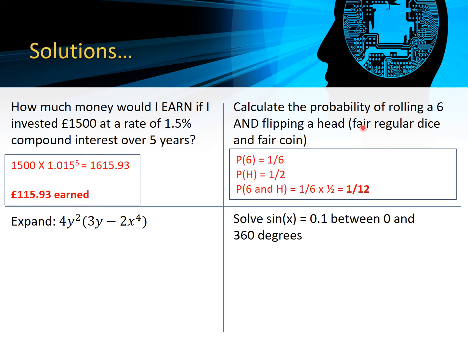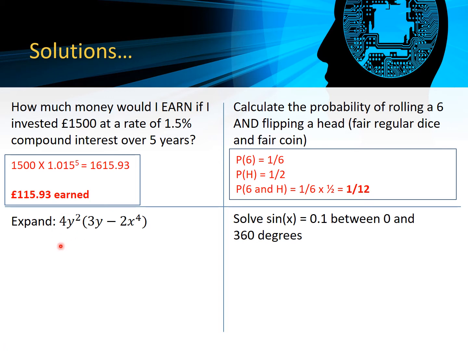Next one, calculating the probability of rolling a 6 and flipping a head. The probability of getting a 6 is 1 out of 6. The probability of getting a head is a half. So a 6 and a head. Remember, 'and' when we're doing probability means multiply. So a 6 times a half is a 12th.